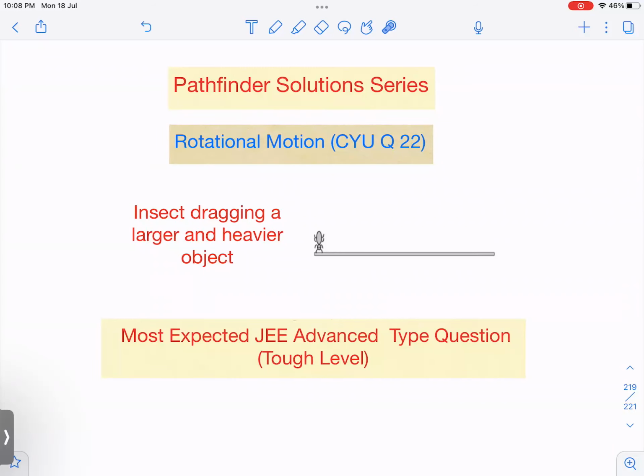In this video, we are going to discuss rotational motion. Check your understanding question number 22. The question is based on the fact that a very small insect can drag a very large and heavier object as compared to itself. So let us see what the question is.